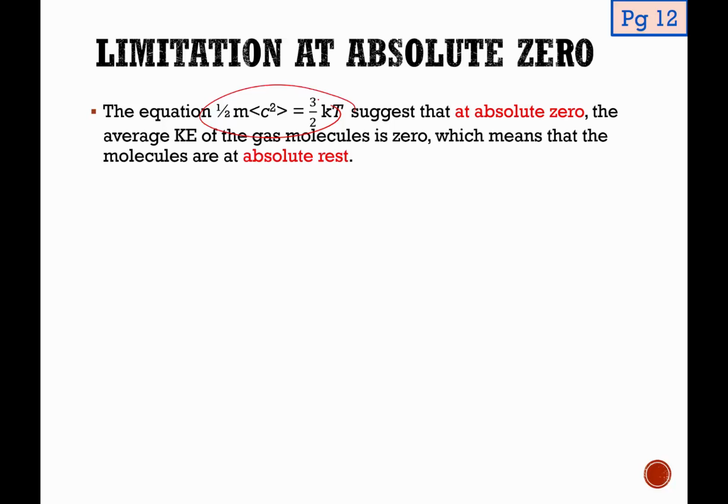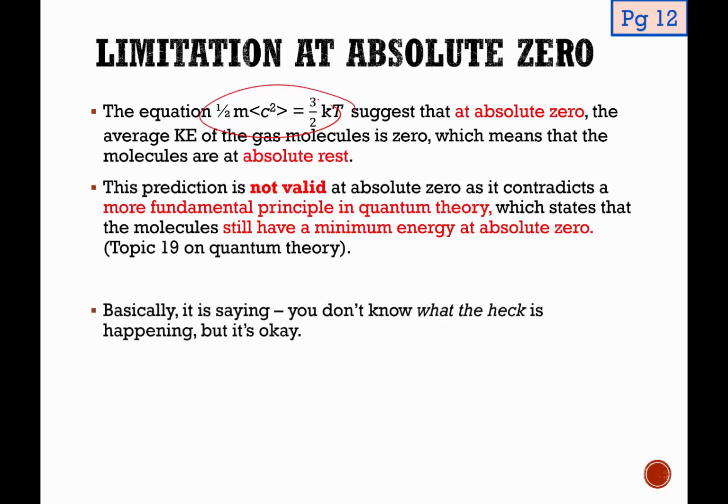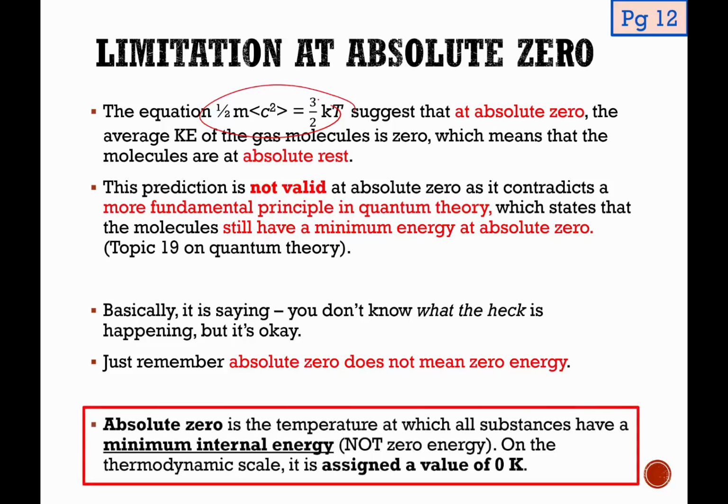Anyway, based on this equation, what it suggests is that at absolute zero, the average Ke of the gas molecule should be zero, which means they are at absolute rest. However, this will actually contradict a more fundamental principle in quantum theory in chapter 19, which states that the molecule will still have a minimum energy at absolute zero. But basically, if you have no idea what is happening, it is okay. Just remember for now that absolute zero does not mean zero energy. What it means is absolute zero is the temperature at which all substances have a minimum internal energy, not zero energy.